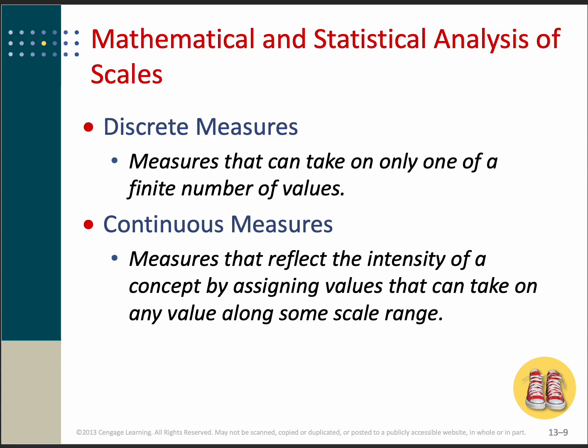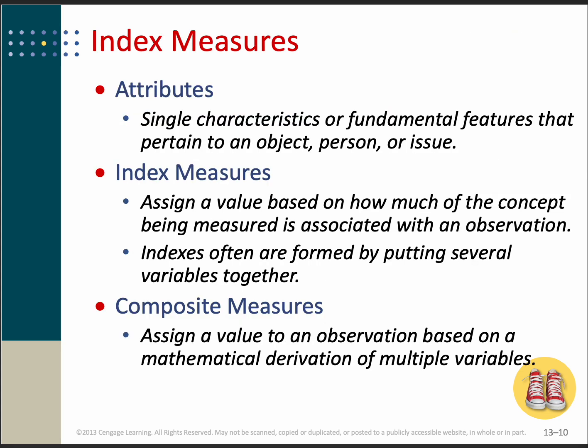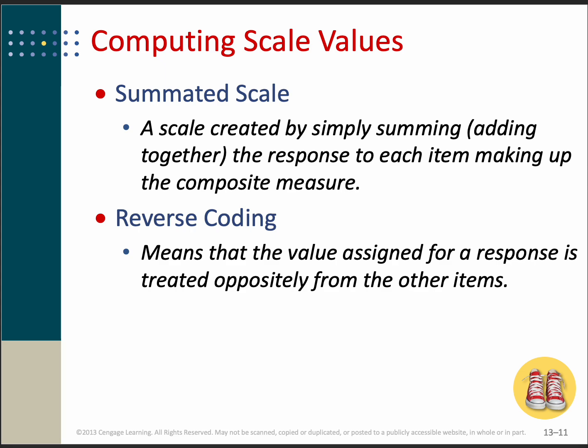You can read these. Discrete measures, continuous measures, or just that discrete is 1, 2, 3, 4. Continuous is a range. Those types of things. Variance and intensity, sort of like a thermostat. Indexes can be attributes and things like that, fundamental features. We're going to look at those or consider those. Composite measures where we're going to use more than one thing. Summated scale, reverse scale.